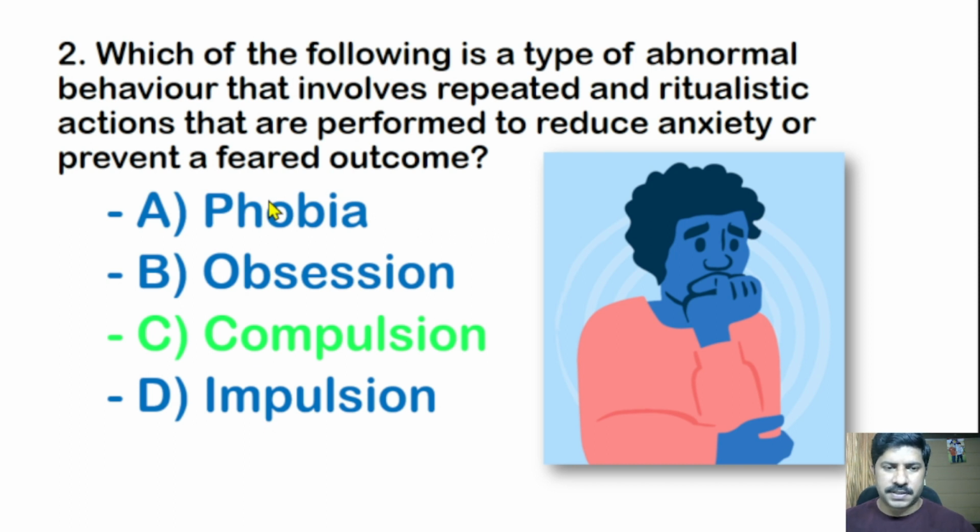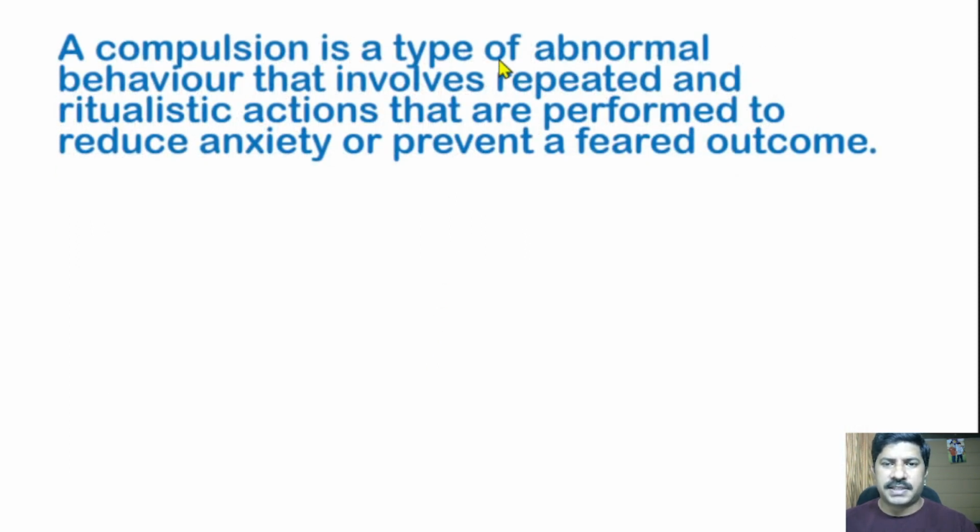So we will go to the definition of compulsion. In the previous question we learned about phobia. Compulsion is a type of abnormal behavior that involves repeated and ritualistic actions that are performed to reduce anxiety or prevent a feared outcome. Compulsion is a kind of behavior or activity to reduce their anxiety. If it is not done, the person will be overly anxious, so he has to complete that action.